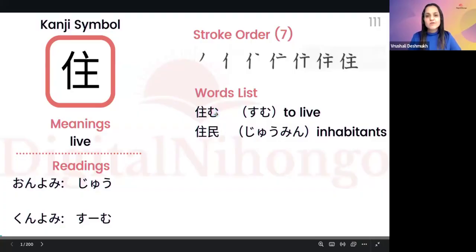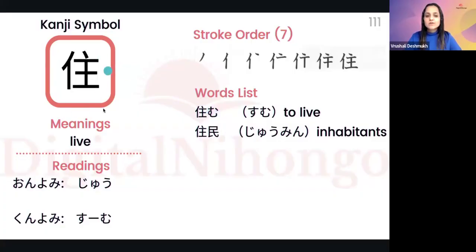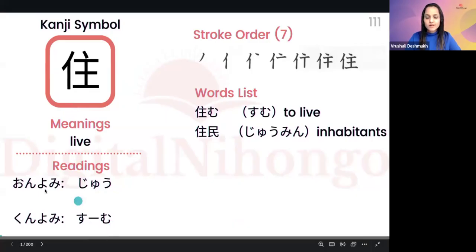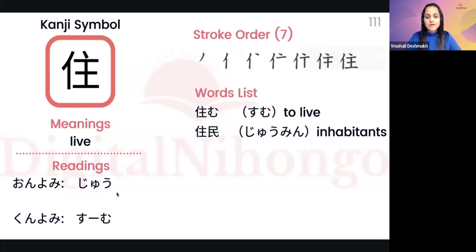The first kanji which we are going to learn is sumimas. The verb is sumu. Onyomi reading is ju. You might have heard the words jusho, jumin. Ju is for living, residence. Okay, these are the strokes while writing the kanji. Sumimas is to live, and jumin is inhabitants or residents. So you can see here the radical of person appears in this kanji.